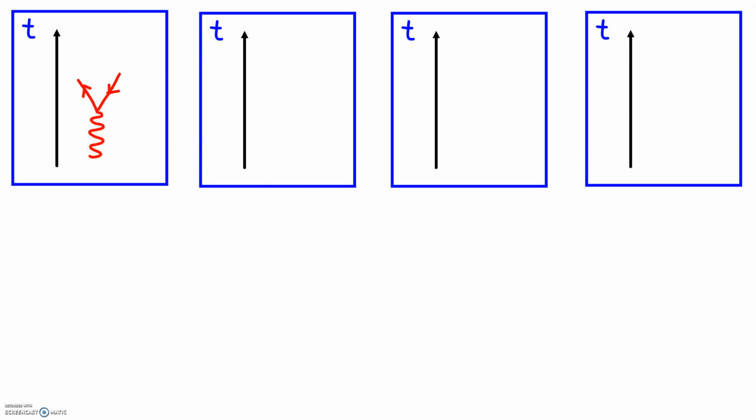So earlier in time, here's the vertex, and if we look down the axis earlier in time, there's an exchange particle. If we look up the axis later in time, we have a matter-antimatter pair. So we call this pair production, because we're producing a matter-antimatter pair.